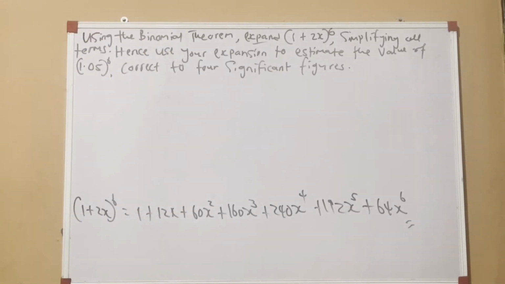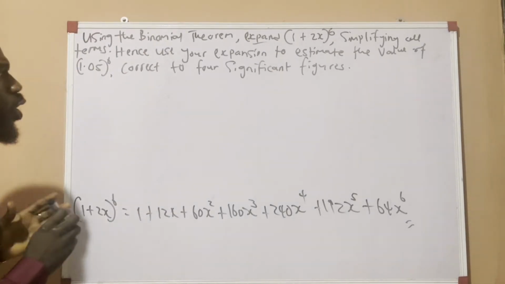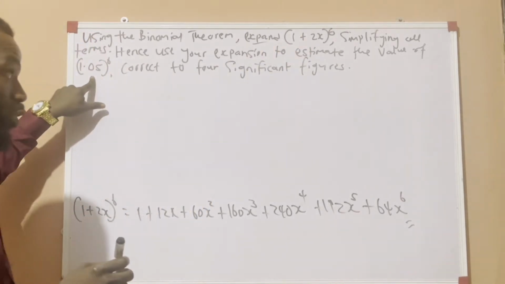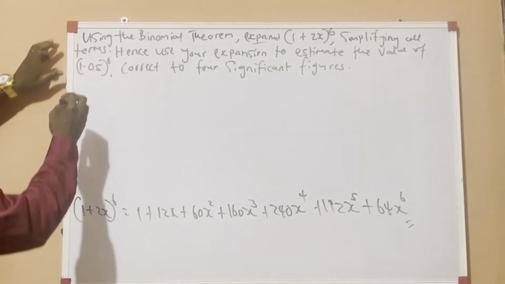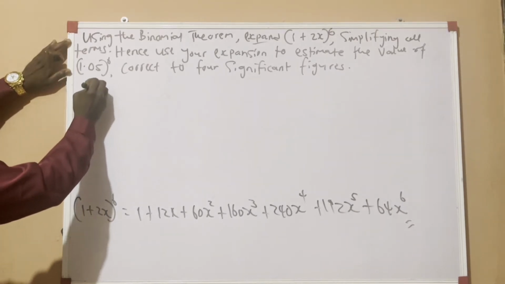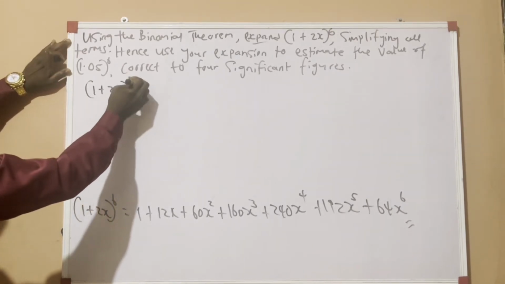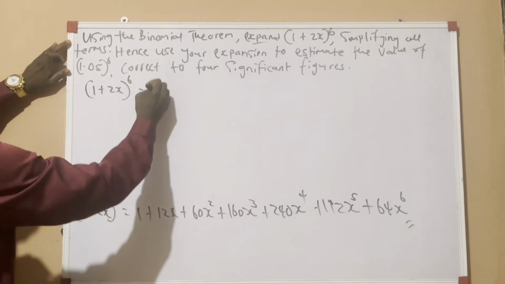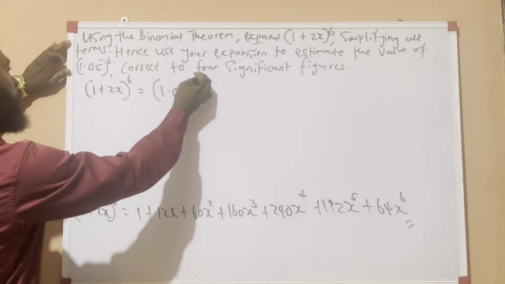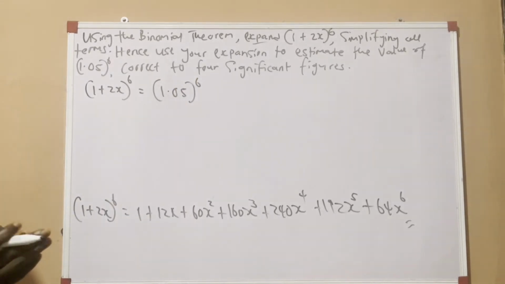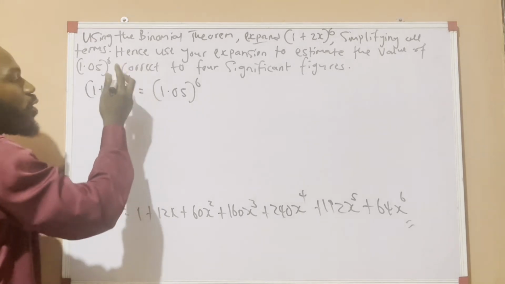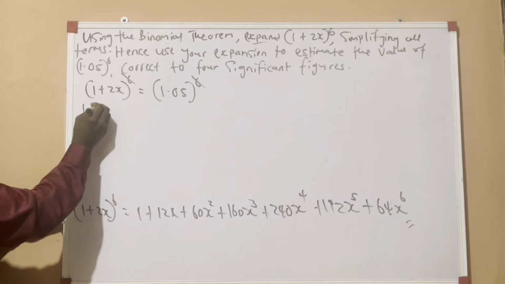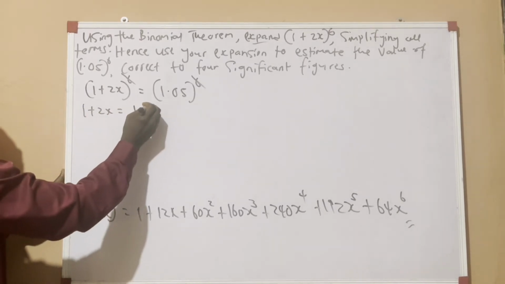Okay, now let us proceed. What we are going to do first is equate the expansion we have with what they say we should estimate. So 1 plus 2x raised to the power of 6, where we need to find the value of x, is equal to 1.05 all raised to the power of 6. Now, according to the law of indices, the powers are the same, so power 6 cancels out power 6. So what do I have left here? 1 plus 2x is equal to 1.05.